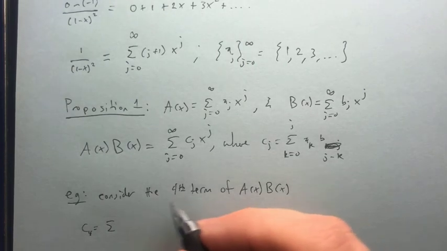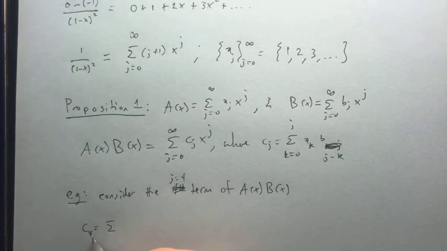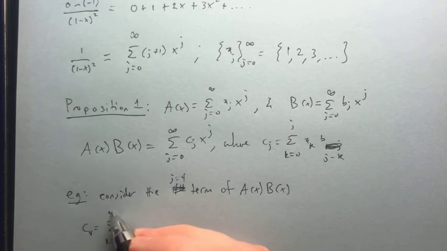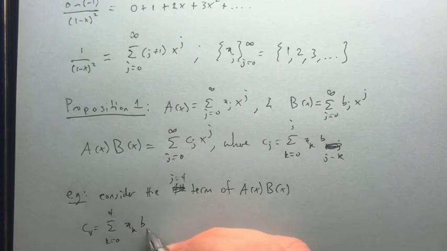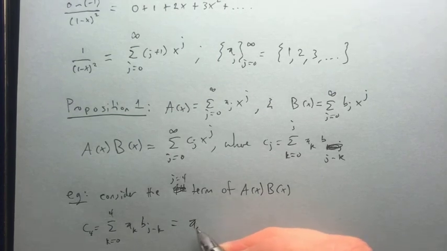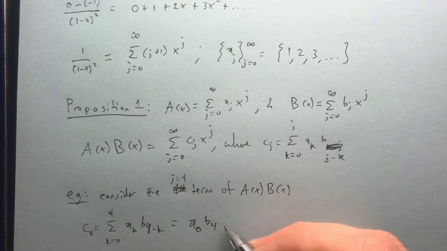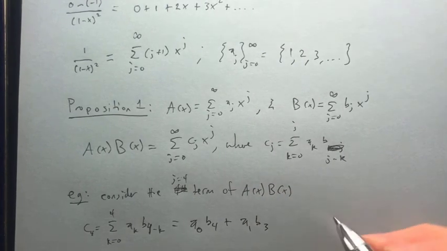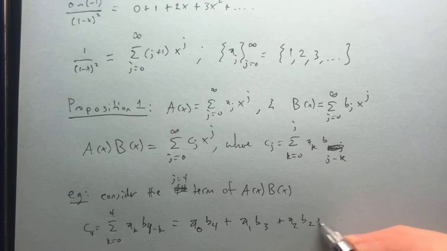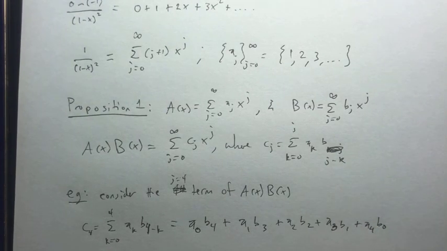But let's look at the j equals 4 term, which is the fifth. Yeah, you know what I mean. c sub 4 is going to be the sum as k goes from 0 up to 4 of a sub k, b sub j minus k. So this is going to be, well, when k is 0, I've got a_0, b, and j here is 4. a_0 b_4, plus a_1 b_3, plus a_2 b_2, plus a_3 b_1, plus a_4 b_0.